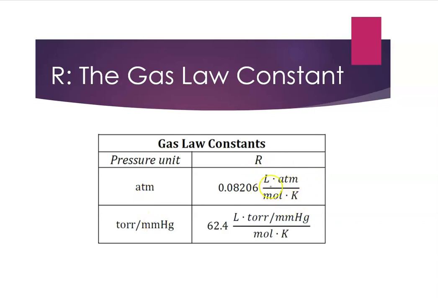These units behind R are just the units of R. These are designed so that they will cancel with all the other units and give you whatever unit it is that you're looking for. We don't need to be super concerned with the units of R. As long as you do your algebra correctly, your R units will cancel to give you whatever unit it is that you're looking for. So we've got PV equals nRT and the gas law constant.